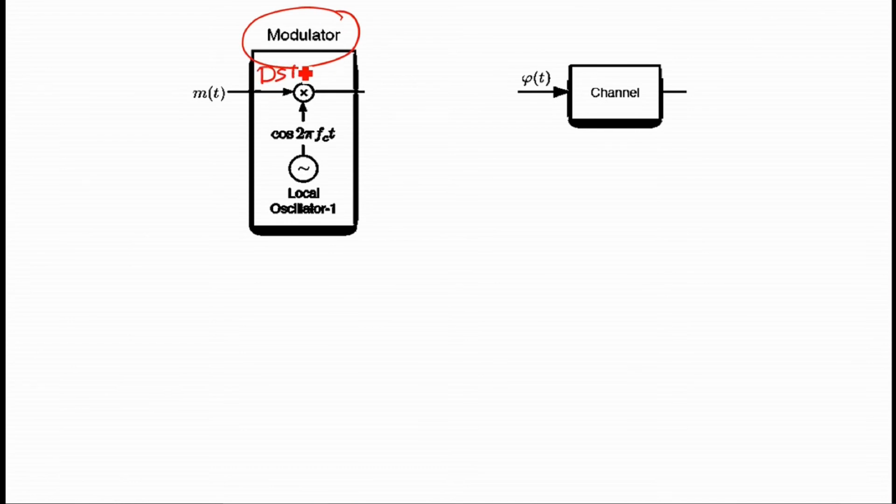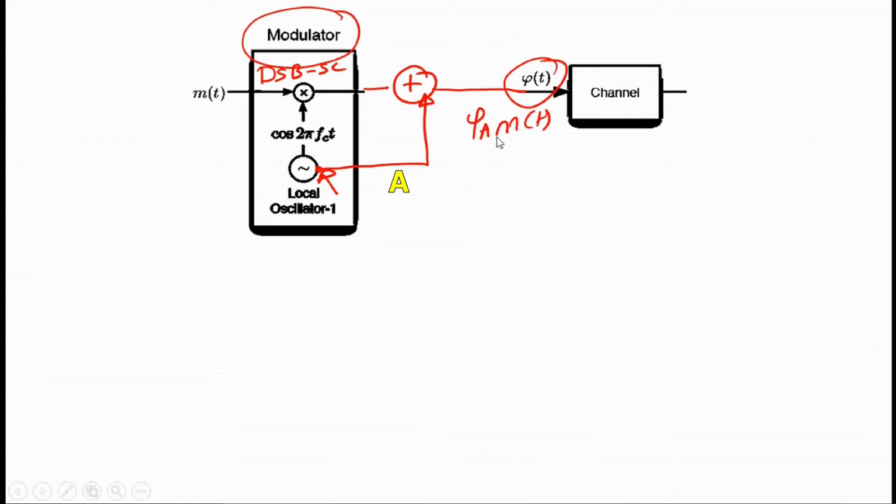So this is our double sideband suppressed carrier, DSB-SC. And after that, we include an addition block over here. And in that addition block, we feed this carrier. This feed forward link may have a gain of A, and then we forward it to the channel. So this is our phi amplitude modulated signal of t, phi AM of t.